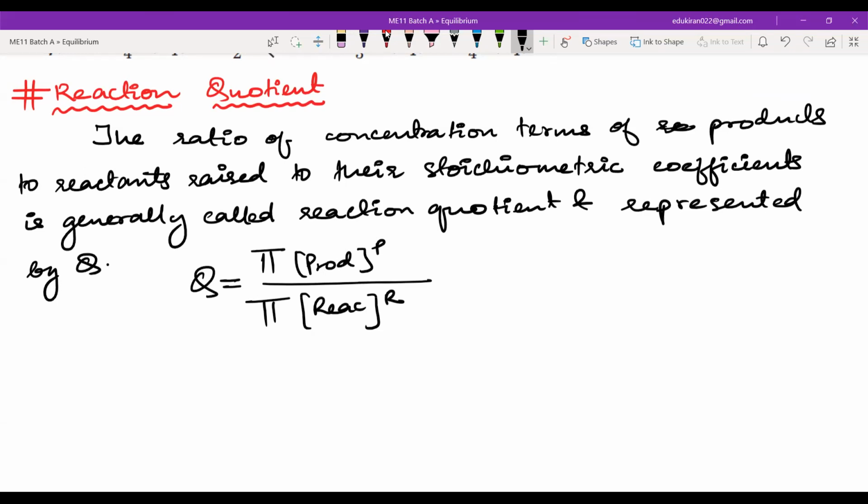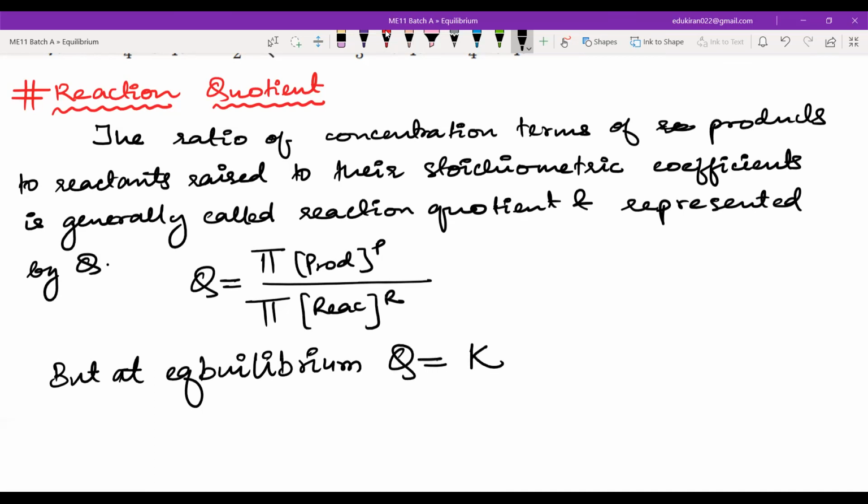But if I calculate the reaction quotient at equilibrium, then that is known as the equilibrium constant. So this is generally the case. At equilibrium, which means after a very long time, Q becomes equal to K. Q is equal to K. You got this point, yes or no?